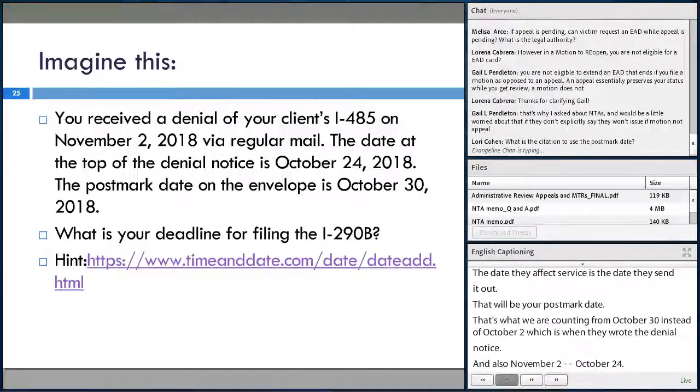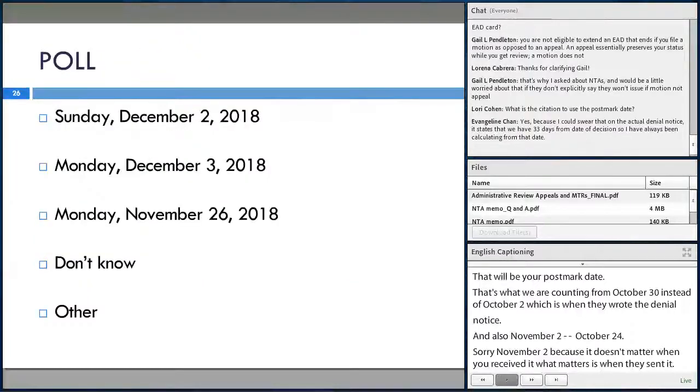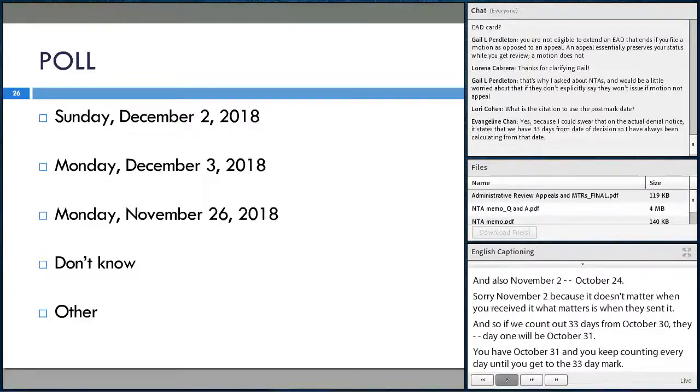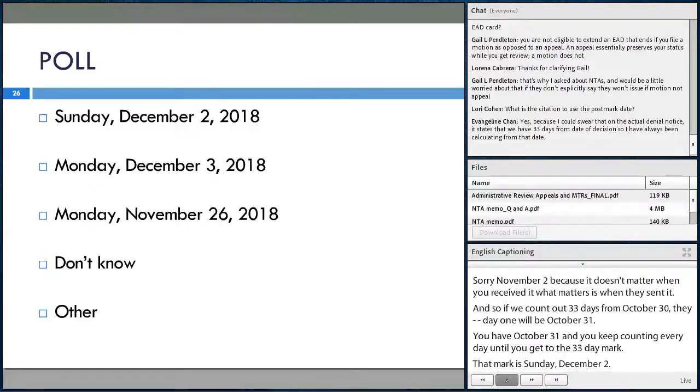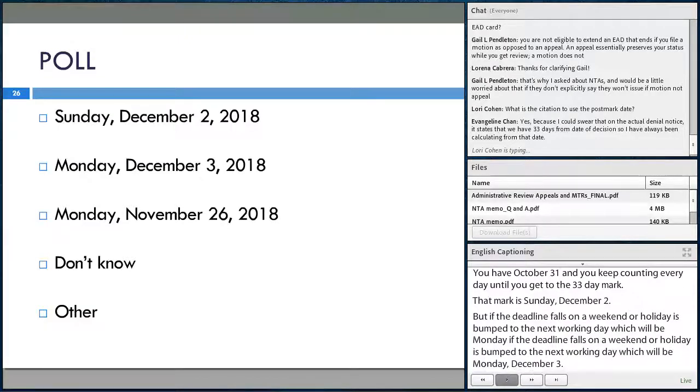And so if we count out 33 days from October 30th, day one is going to be October 31st, right? So you've got October 31st, and you just keep counting every day until you get to the 33-day mark. The 33-day mark is actually Sunday, December 2nd. But if the deadline falls on a weekend or a holiday, then it's bumped to the next working day, which is going to be Monday, December 3rd, right? So you have until Monday, December 3rd to get your I-290B into USCIS.